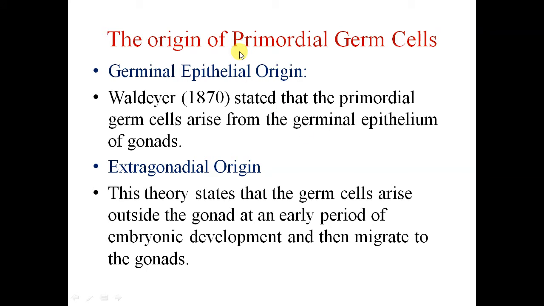How are these cells originated? Two views have been given regarding the origination of the primordial germ cells. One is the germinal epithelial cell origin. Waldeyer stated that the primordial germ cells arise from the germinal epithelium of the gonads. The other is the extragonadal origin. According to this theory, the germ cells arise outside the gonad at an early period of embryo development and then migrate to the gonads.